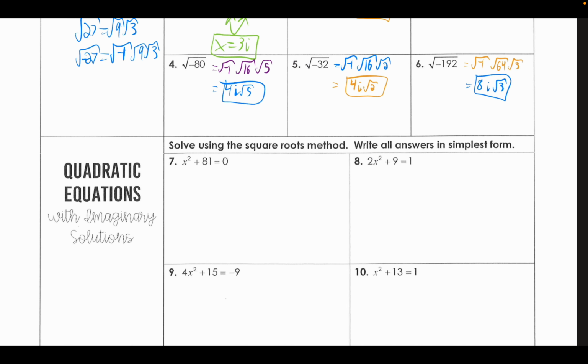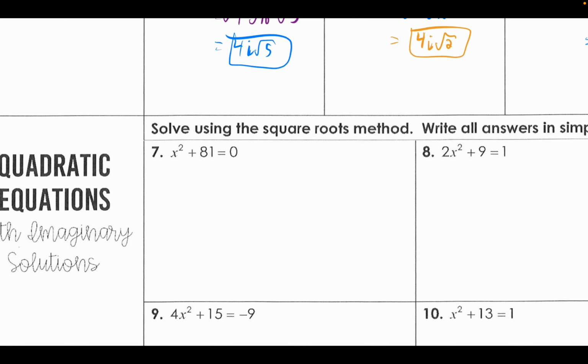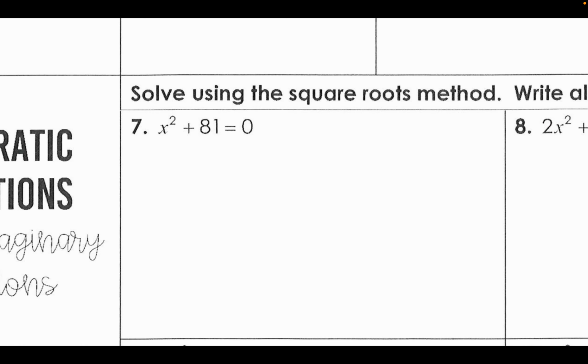Now we're going to use the square rooting method and get imaginary solutions. Once again, square roots of negative numbers. And we're going to write all numbers in the simplest form. So just like we learned in section 3, we're going to isolate our square term. This is done by subtracting 81 to get x squared by itself, and we get x squared equals negative 81.